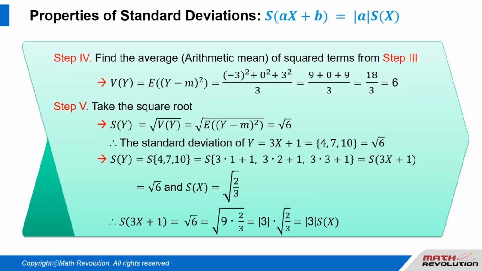In other words, the standard deviation of set y, the standard deviation of 4, 7, 10, equals the standard deviation of 3 times 1 plus 1, 3 times 2 plus 1, 3 times 3 plus 1, equals the standard deviation of 3 times x plus 1, equals the square root of 6, and the standard deviation of set x is equal to the square root of 2 over 3. So, we get the standard deviation of 3 times x plus 1 equals the square root of 6, equals the square root of 9 times 2 over 3, which equals the absolute value of 3 times the square root of 2 over 3, equals the absolute value of 3 times the standard deviation of set x.